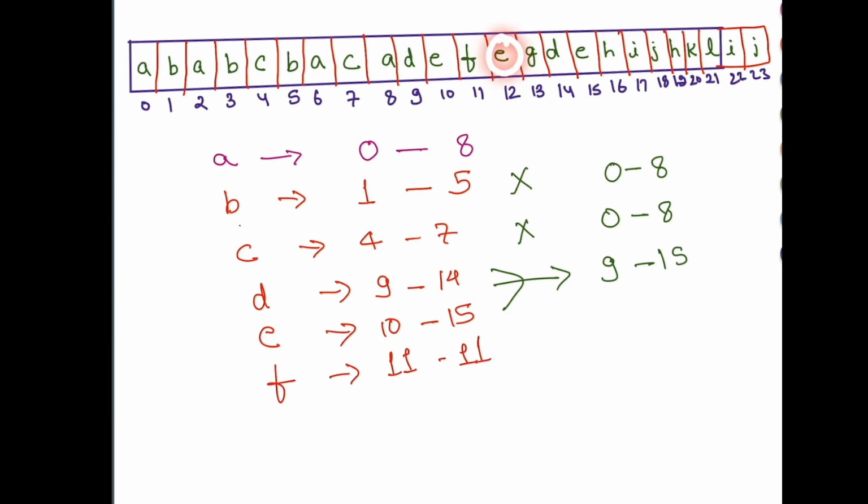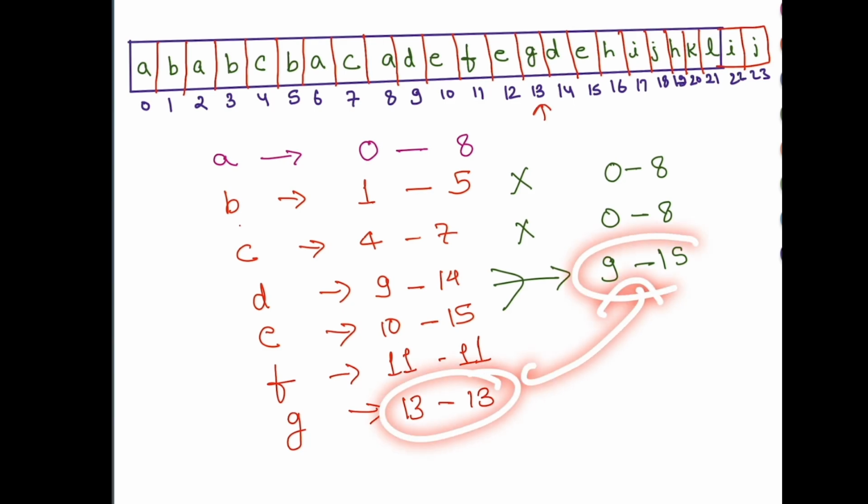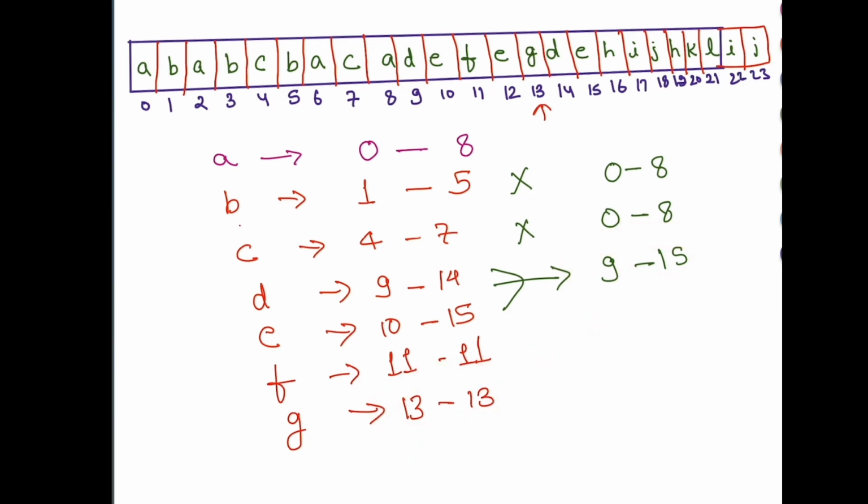What is the next character? It is E. We already have information for E. You can ignore this. What about G? Well, G is almost similar to what F is telling me. G is telling me start from index number 13 and go till index number 13, because this is just one time in our string. So again, we can safely ignore this information. The reason is this range is inside our existing range. So no new information, right? What about the next character? The next character is D, right? We already have information about D, so we can ignore it. And E, we can ignore it.